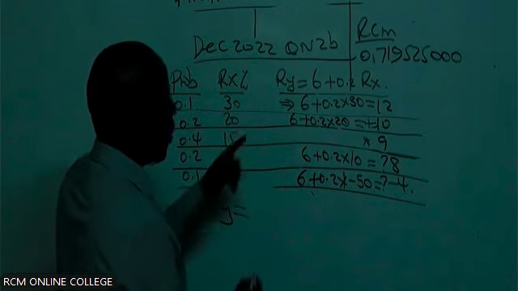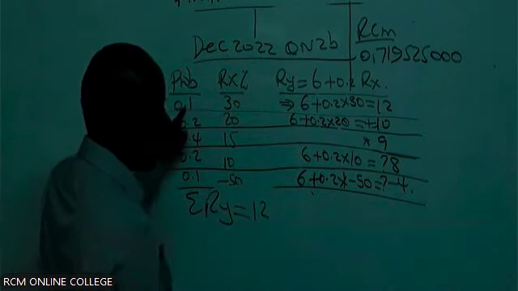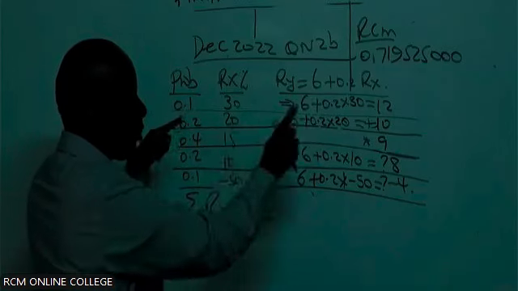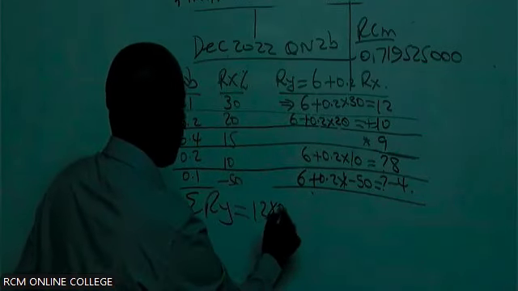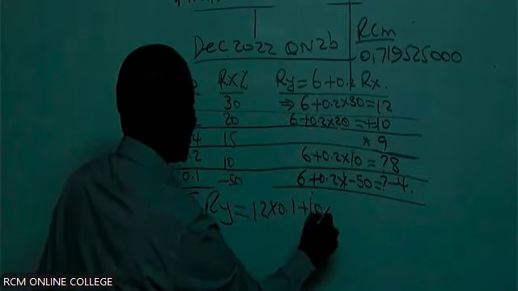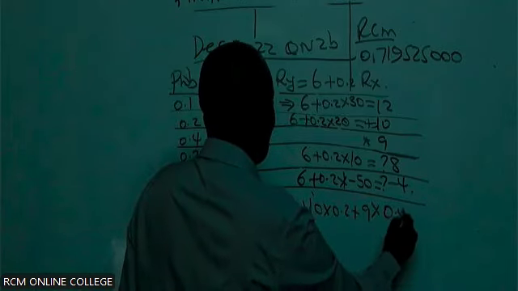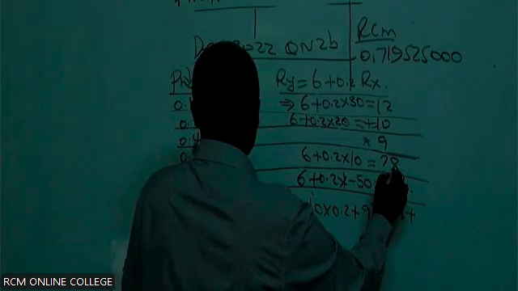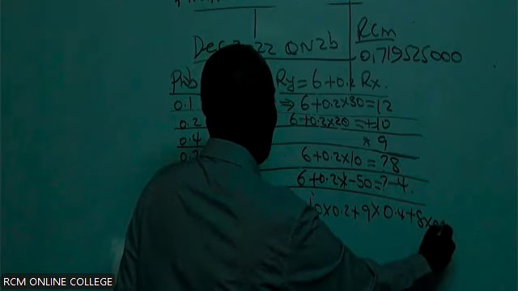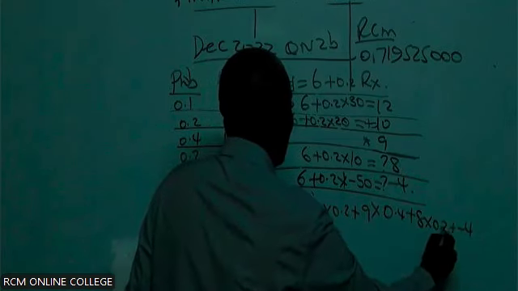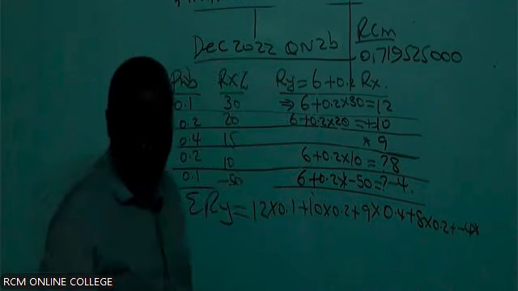So expected returns of Y, I can see 12. You see the probabilities are the same. So it is corresponding. So 12 times 0.1 plus, in this case here, 10 times 0.2 plus, in this case here, 9 times 0.4 plus 8 times 0.2 plus minus 4. Minus 4 times what here?